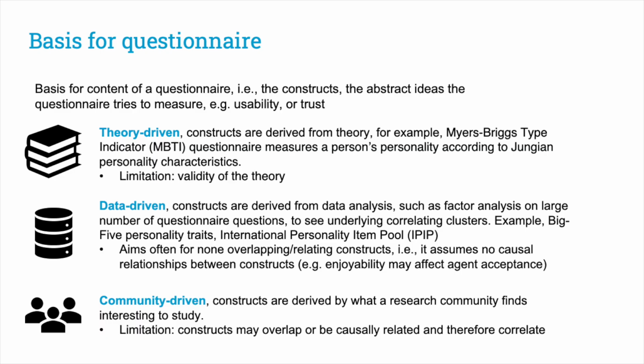Now, this approach we did not use in ASAQ, because if we look at the community, they might be interested in various constructs, but there might also be causal relationships between those constructs. Take, for example, enjoyability and acceptance. They might be highly correlated, but for a causal reason, because if you find an agent highly enjoyable, you might accept it. So if you use a data-driven approach, they would collect into one cluster, but the researcher might want to study enjoyability and acceptability separately. So therefore we took a community-driven approach. That means we looked at what the research community is interested in and built this questionnaire on that.